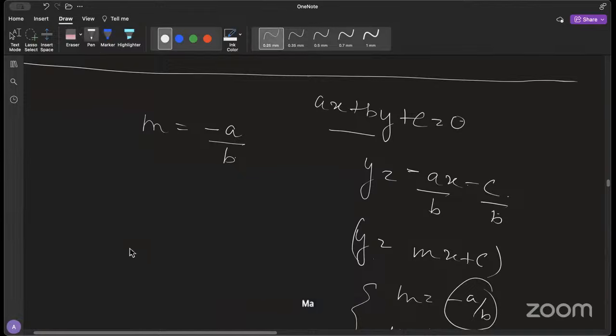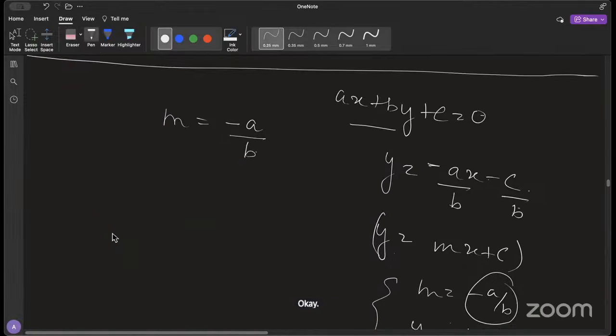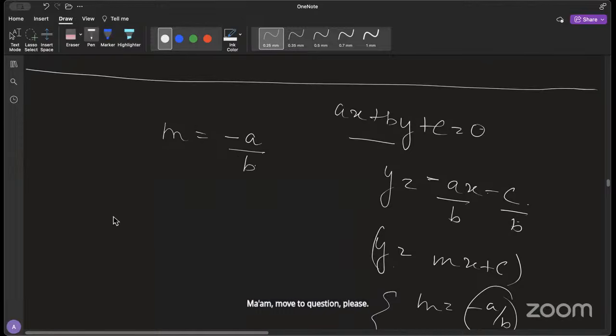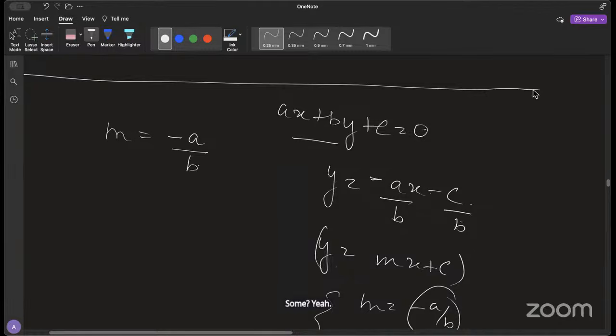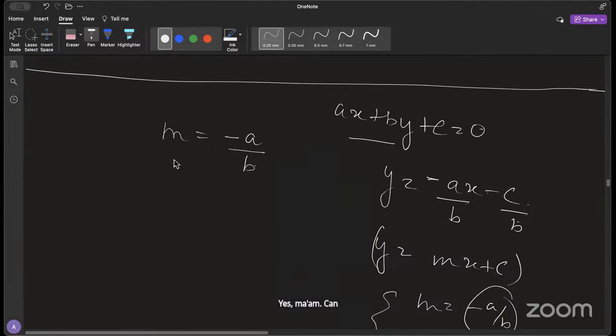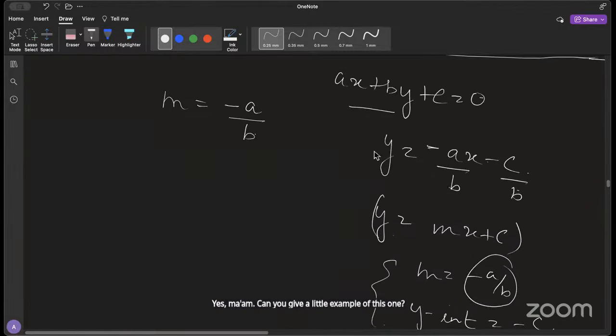Ma'am, can you give an example, please? If someone had a doubt somewhere, yeah. Can you give a little example of this one? Yes, ma'am.